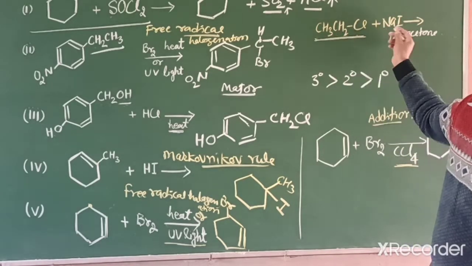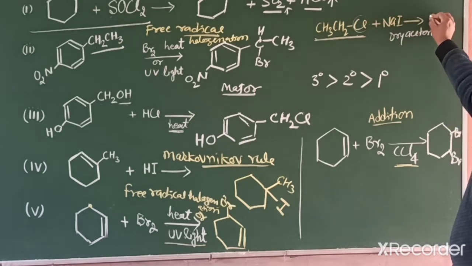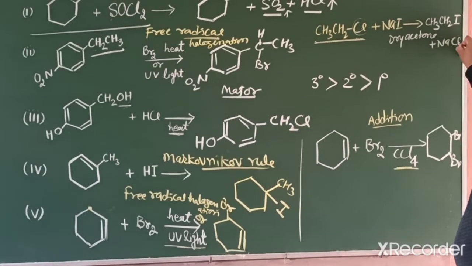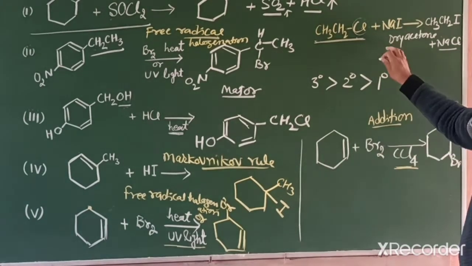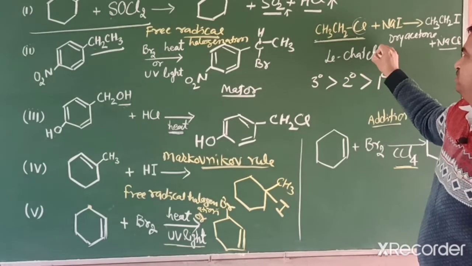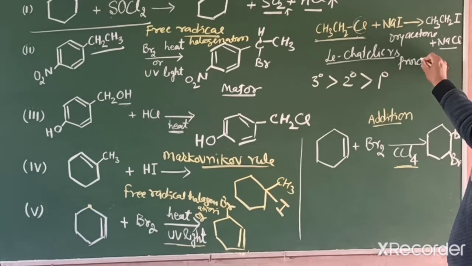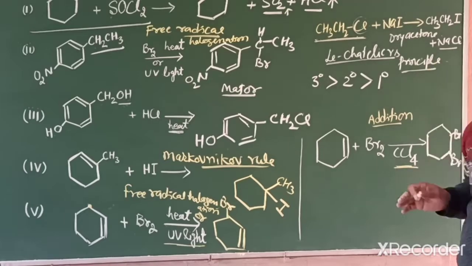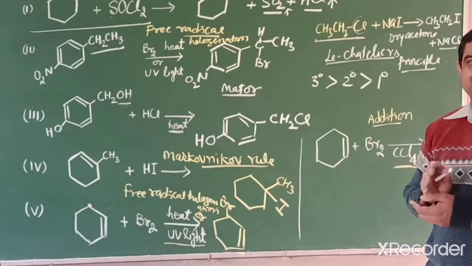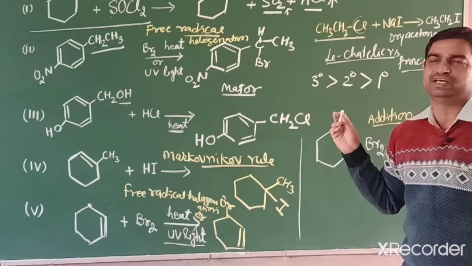Yesterday we discussed halogen exchange. Iodine comes in place of chlorine. So the product is CH3CH2I, and we get NaCl precipitated out. According to Le Chatelier's principle this reaction occurs. If we change any factor that affects a chemical reaction, then the reaction shifts in the opposite direction.